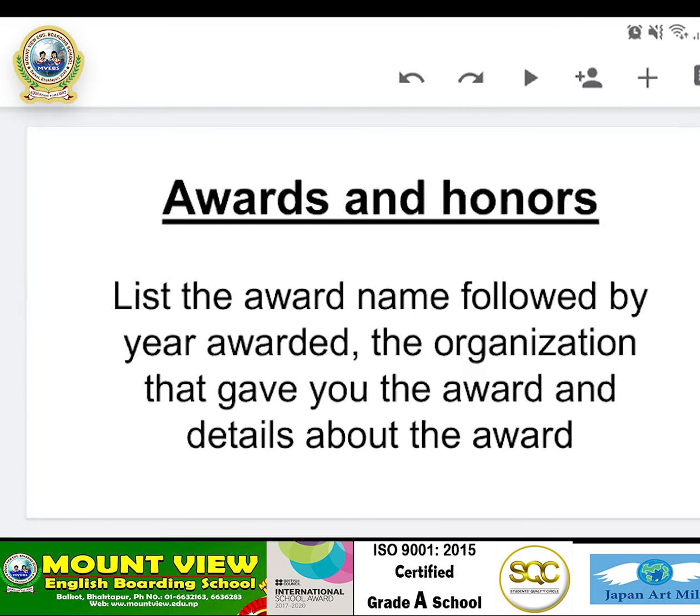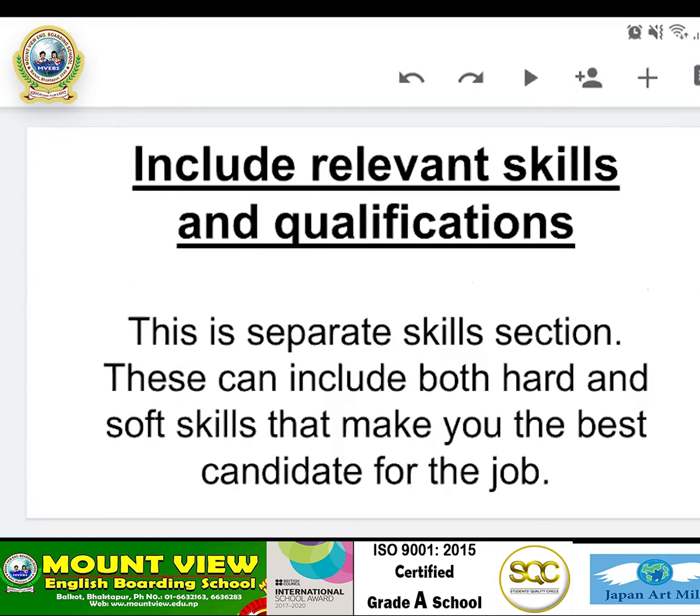And next, here it is given, details about the award. Details means this award is given every 5 years, every 1 year, to whom it is given. You can describe your thoughts about this award and honor as well. Finally, here it is given, include relevant skills and qualifications. Just now, that is, you can say interest and hobby. This is a separate skills section. This can include both hard and soft skills.